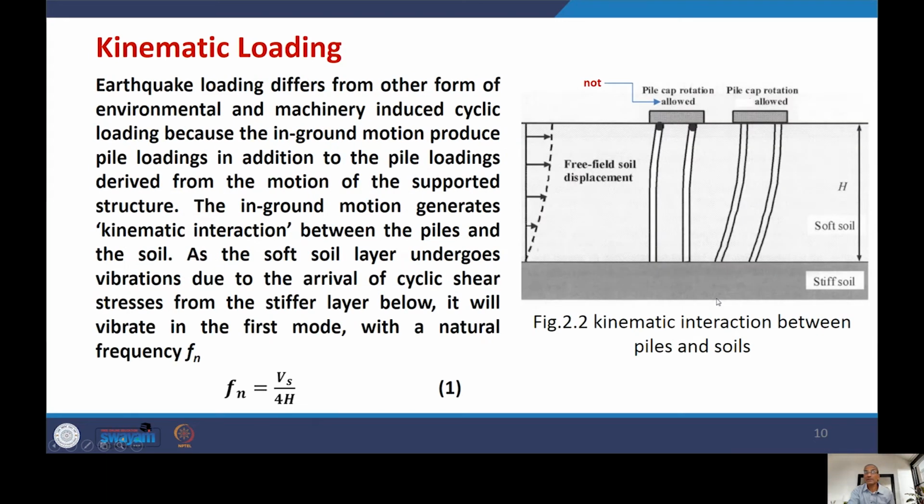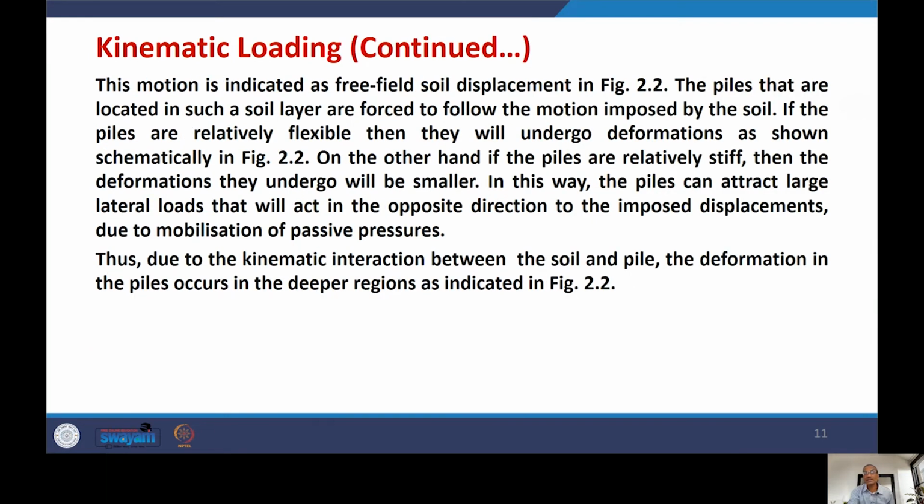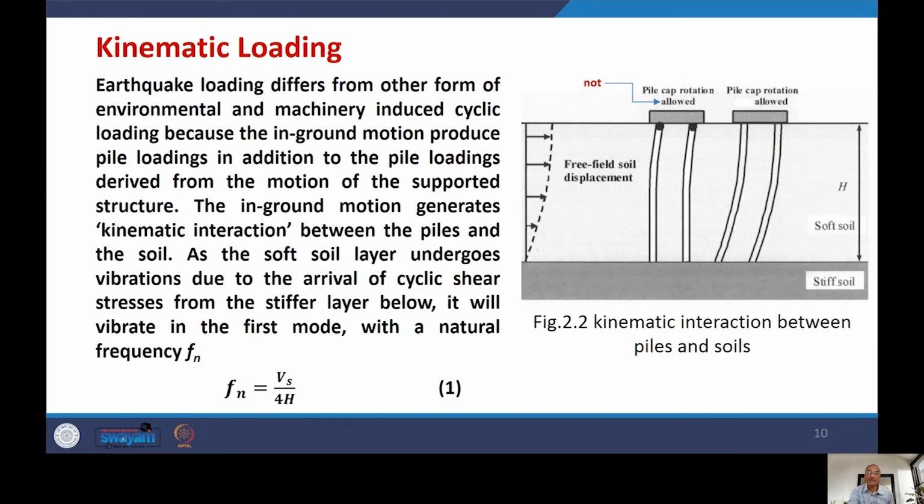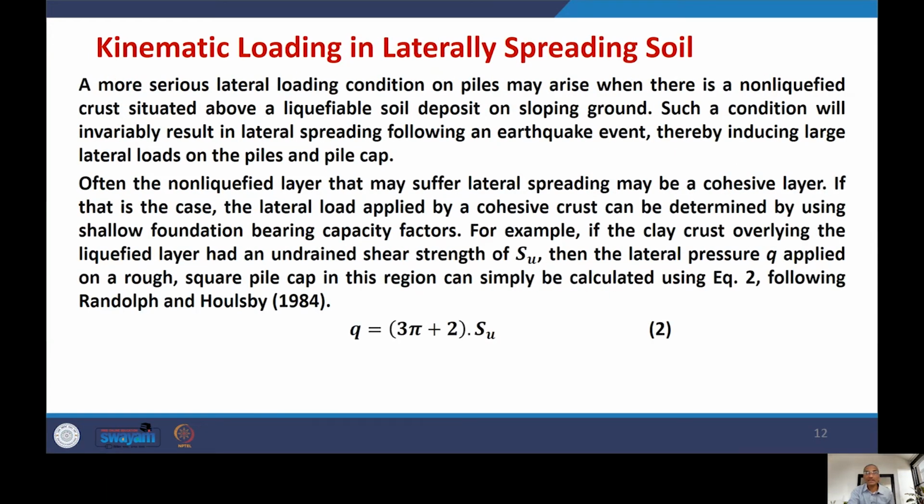So, when we talk about the inertial interaction, the difference was that the deformation was occurring in the shallow region, but here the deeper regions will have more effect in case of kinematic loading. Now continuing with kinematic loading in a laterally spreading soil, a more serious lateral loading condition of piles may arise when there is a non-liquefied crust situated above a liquefiable soil deposit on sloping ground, and such a condition will invariably result in what is called lateral spreading during an earthquake event, therefore inducing large lateral displacement of the piles and pile cap.